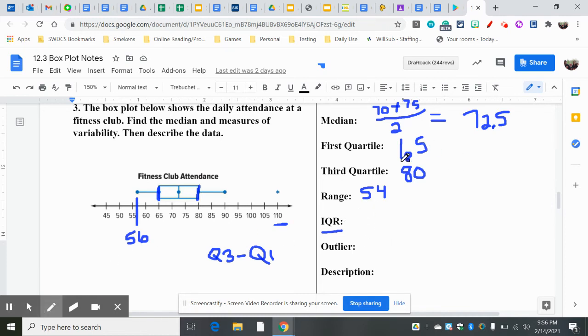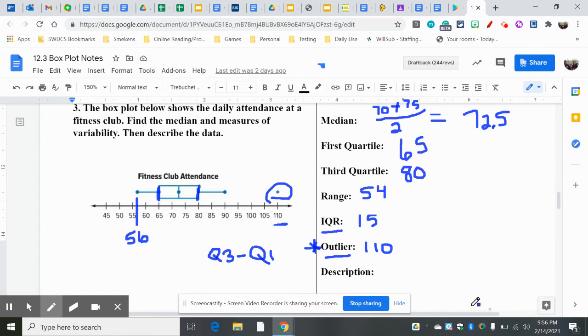Okay, if I subtracted 80 minus 65, you should have gotten 15. Outliers, you're looking for the numbers that have that asterisk above it. So what are my outliers for this graph? You should have gotten 110. That is the only number that is up above here, okay?